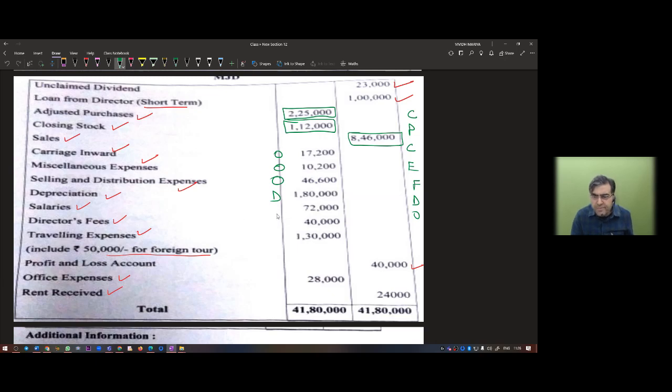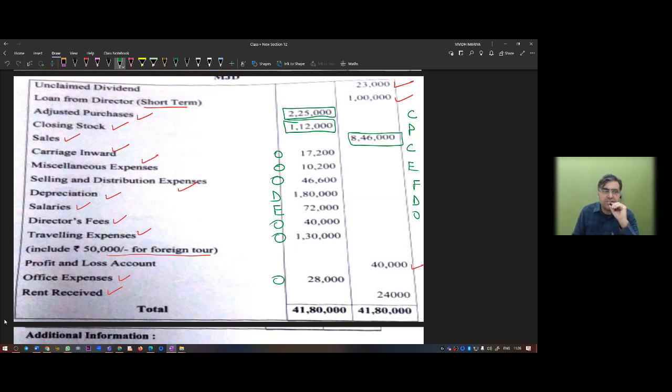Salaries under employee benefits. Director fees under O. Traveling expenses under O. Office expenses under O. So that means we don't have any finance cost here, but there is a debenture interest below. Remember it.